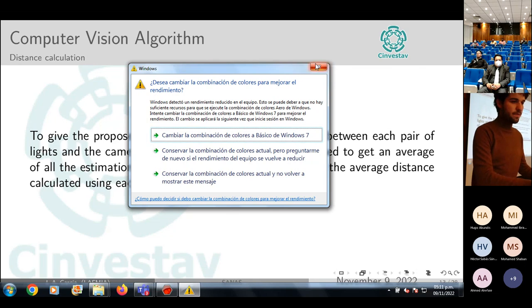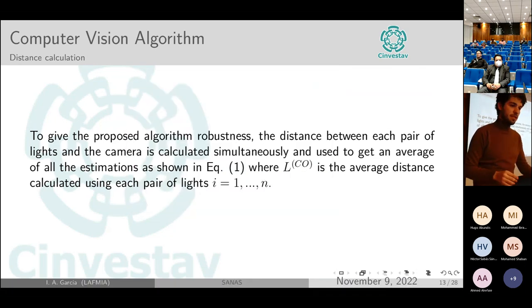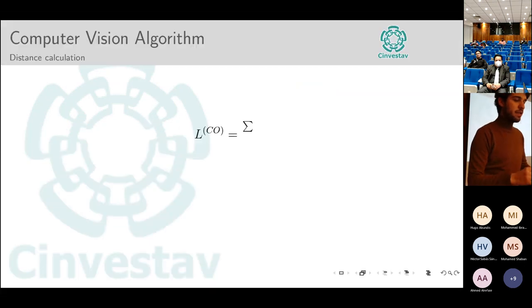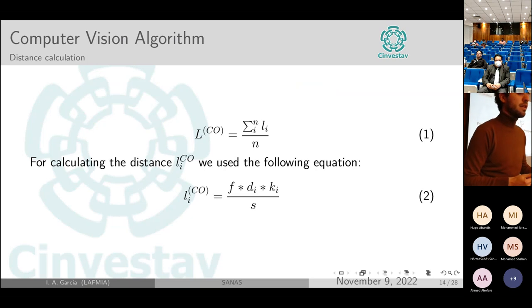So the next step of the algorithm is to calculate the distance. Now that we have detected the marker and we have the distance in pixels for every pair of these lights, we can calculate the distance from the camera to the marker. We do this using these two equations. The first one is an average, because since we can calculate this distance using every single pair of lights, we could use only one pair of lights, but there are six pairs in total.